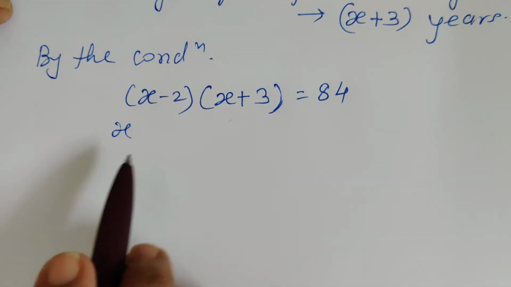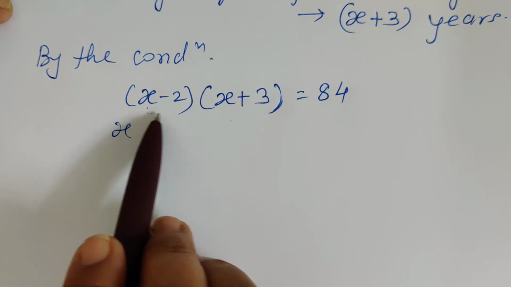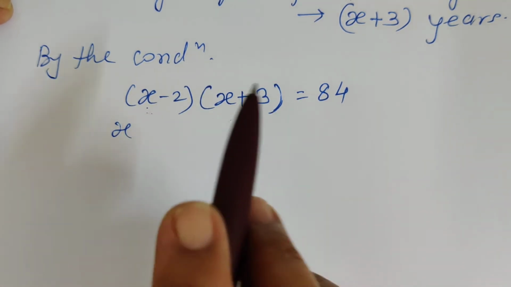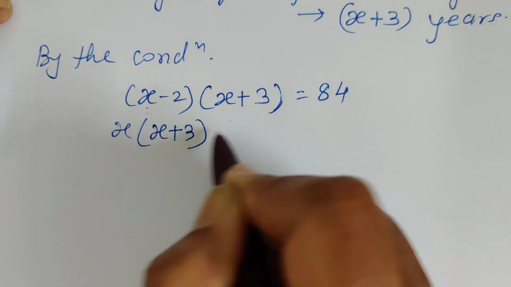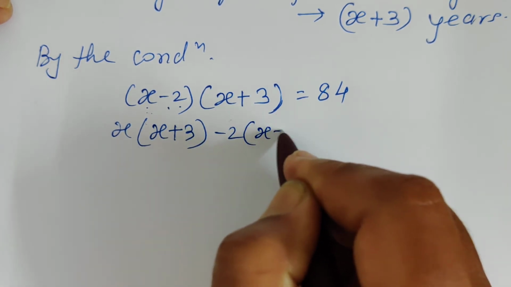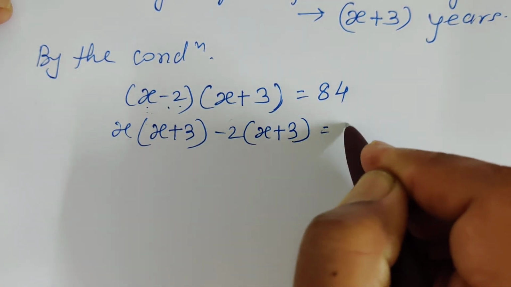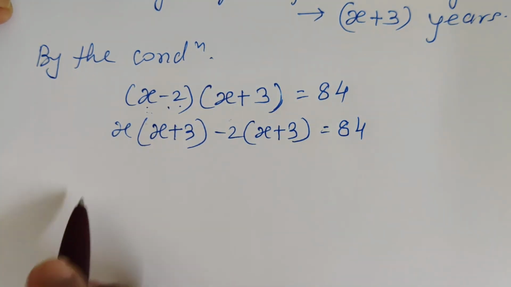Step by step I will show you. X, the first term of the first bracket, will multiply each and every term of the second bracket. That means x multiplied by the whole second bracket, minus 2 multiplied by the complete second bracket, equal to 84. You can avoid this step. Directly you can write the product.